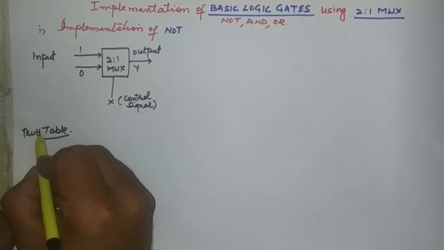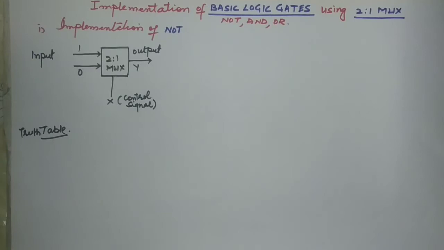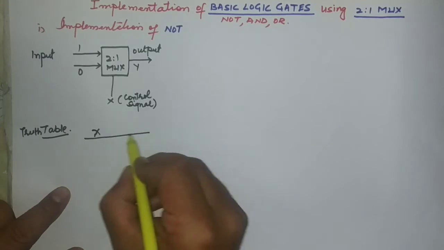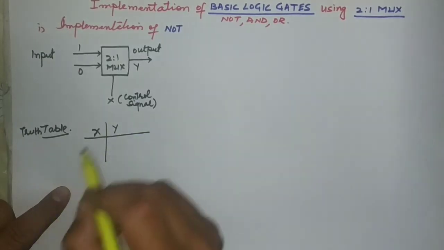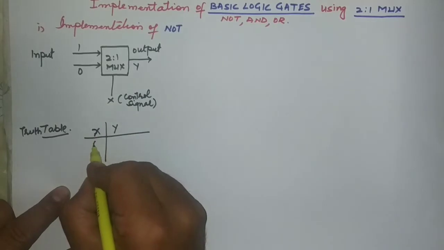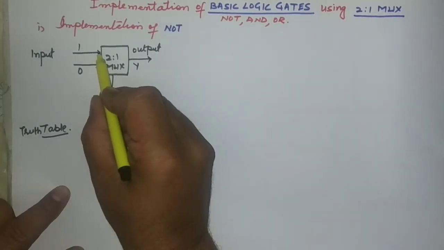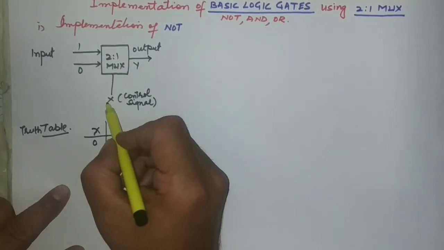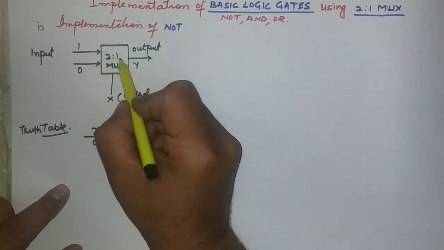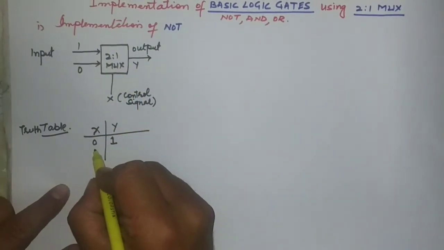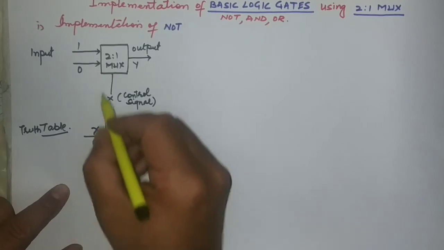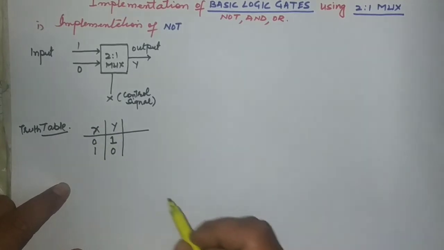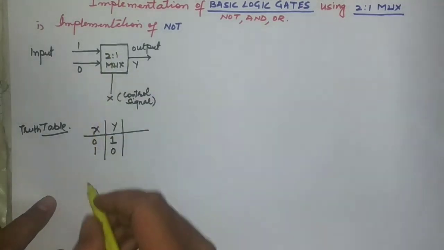So we go through this truth table according to this diagram. X is the selection line and Y is the output. When X is equal to 0, then this input will be directed as output, means Y will be equal to 1, and when X is equal to 1, this input will be directed as output. So when X is equal to 1, 0 will be directed as output. So this is the very small truth table of NOT gate.